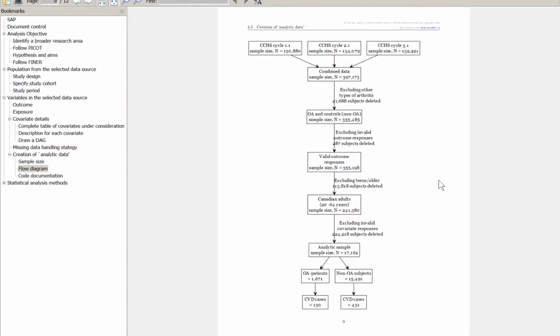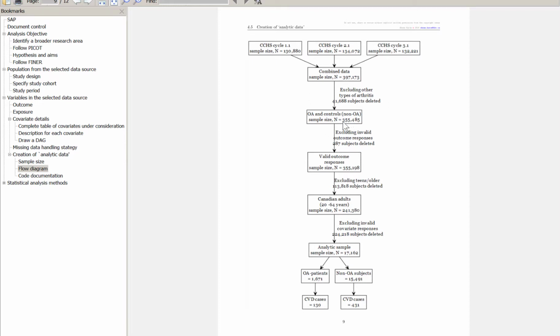So what is a flow diagram? This is a flow diagram where you can see from these 3 different data sources I'm creating a combined data source, and from that combined data source I'm excluding the subjects based on some exclusion criteria. Say for example, in my study other types of arthritis patients were not eligible because I did not want them to be in my study, so I have excluded them.